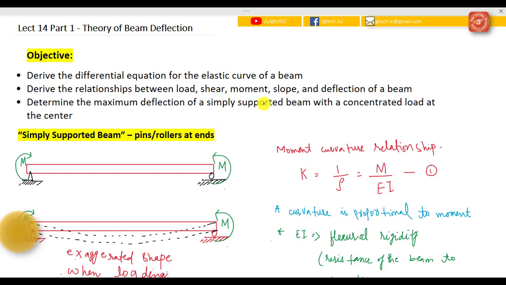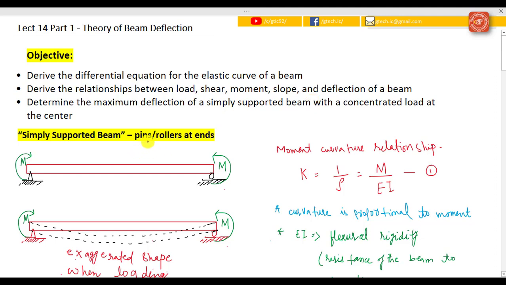My name is Asim Amjad, and this week we start discussing the topic of the theory of beam deflection. The learning objectives of this lecture are: we will be able to derive the differential equation for the elastic curve of a beam. Then we derive the relationship between the load, shear, moment, slope and deflection of the beam. And finally we determine the maximum deflection of a simply supported beam while applying a concentrated load at the center.